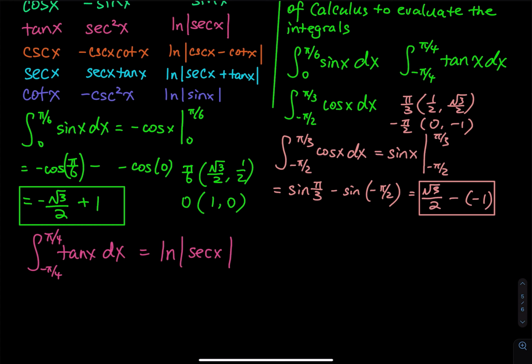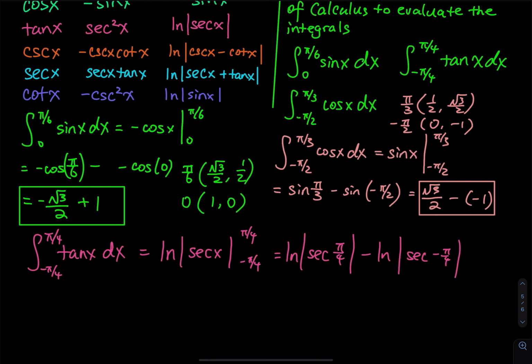So if you don't want to write another line, you can just put the π/4 and then the -π/4 in there. And then this is ln secant π/4 and then minus ln secant -π/4. All right, so at π/4, what is the coordinate? At π/4, this is the easiest. That is √2/2, √2/2.